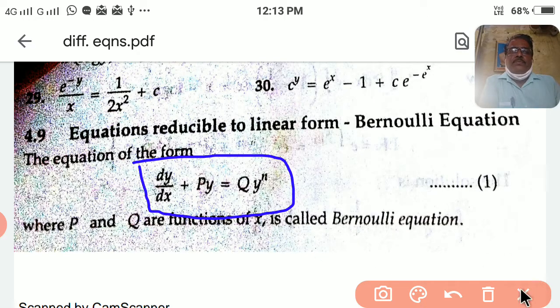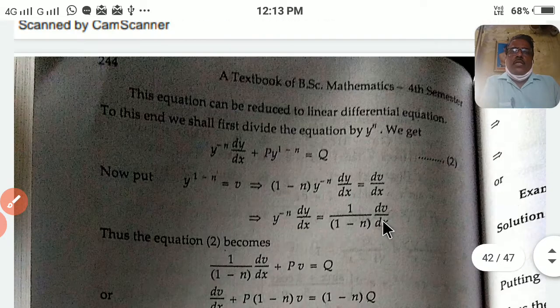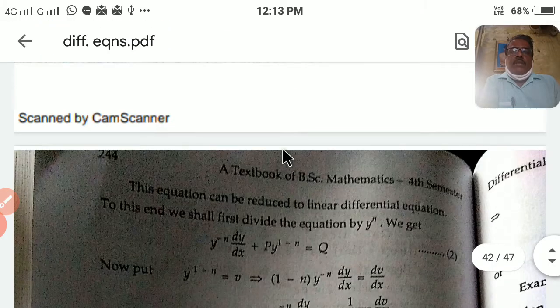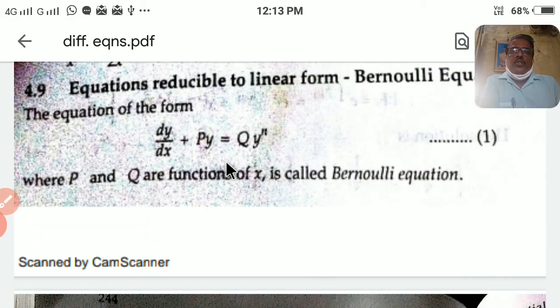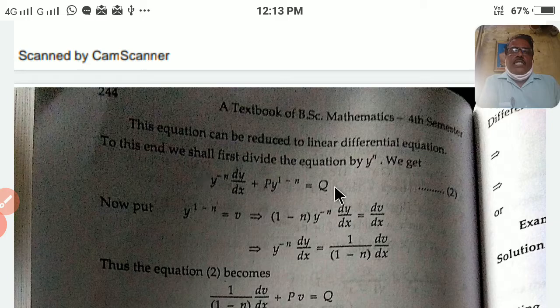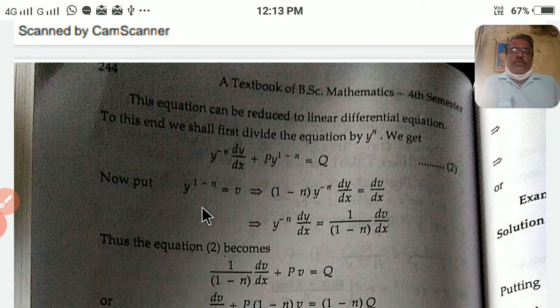Okay, so on dividing the first term, this gives 1 by y raised to n dy by dx, or 1 by y raised to n can also be written as y raised to minus n dy by dx, plus again we divide the second term by y raised to n. Here it gives p into y raised to 1 minus n, and is equal to, so this y raised to n gets cancelled and it gives q. Next we make a substitution, put y raised to 1 minus n equal to v.